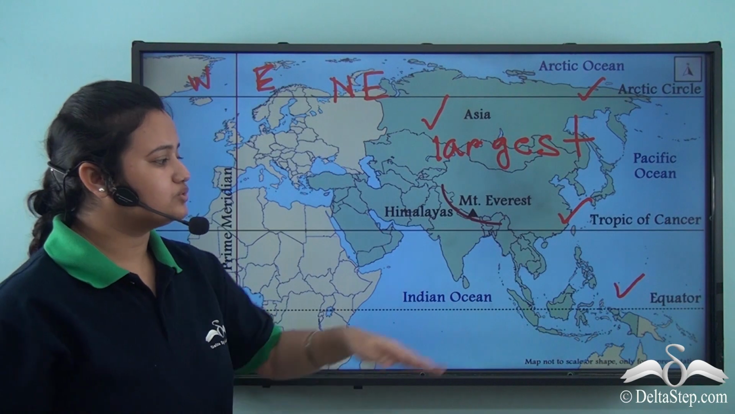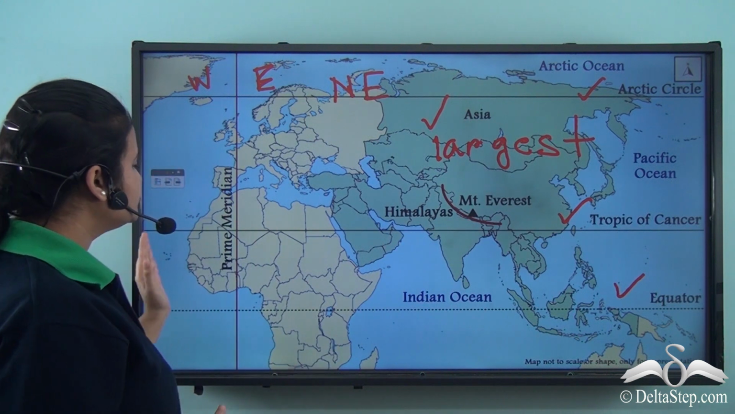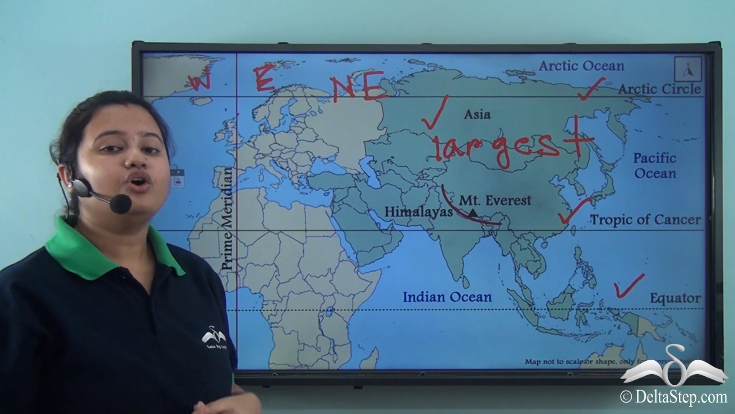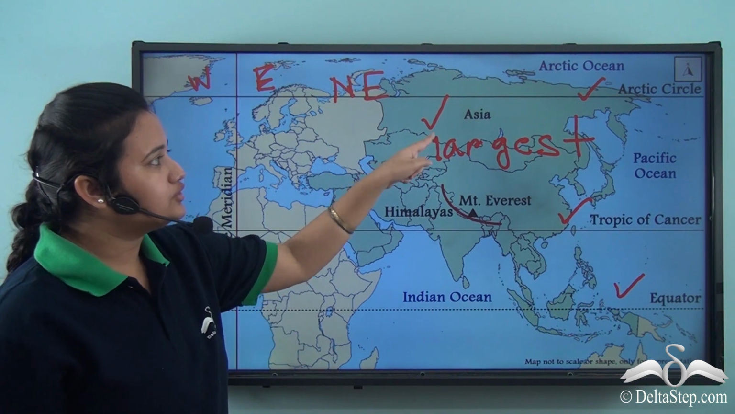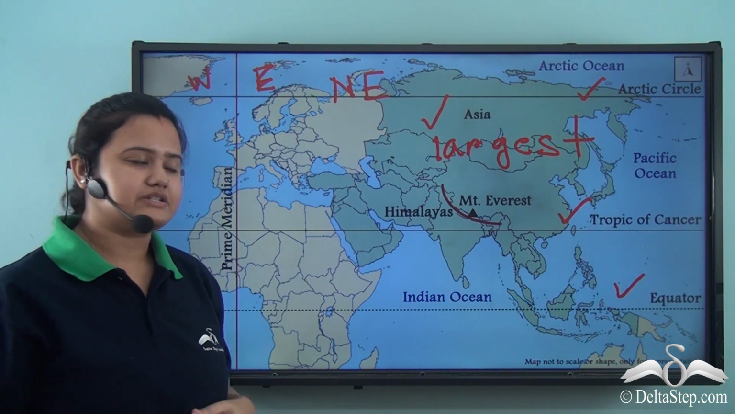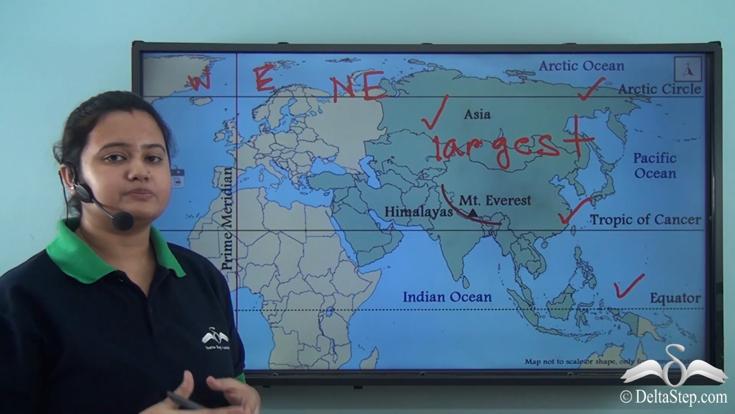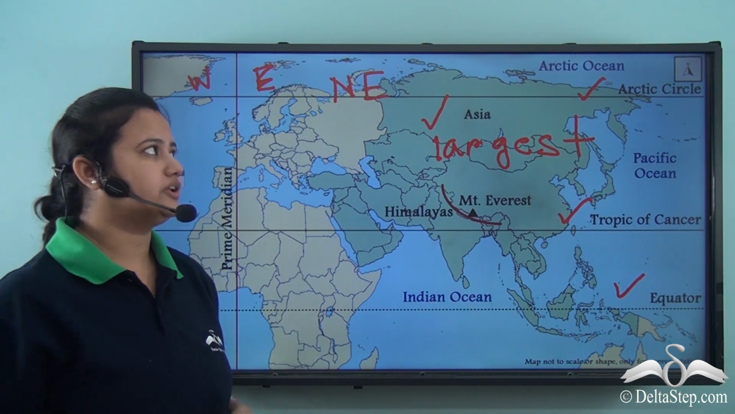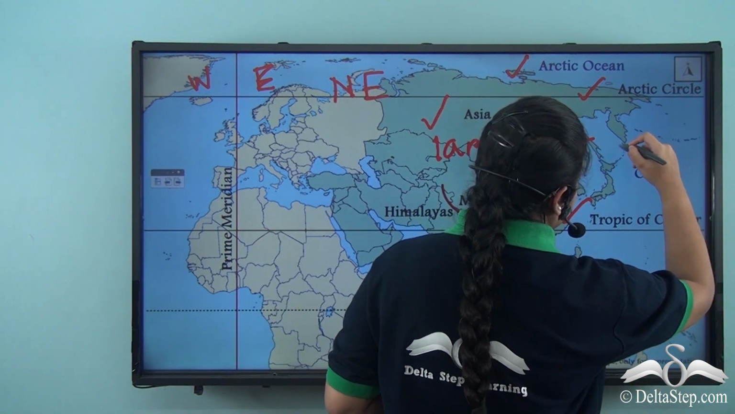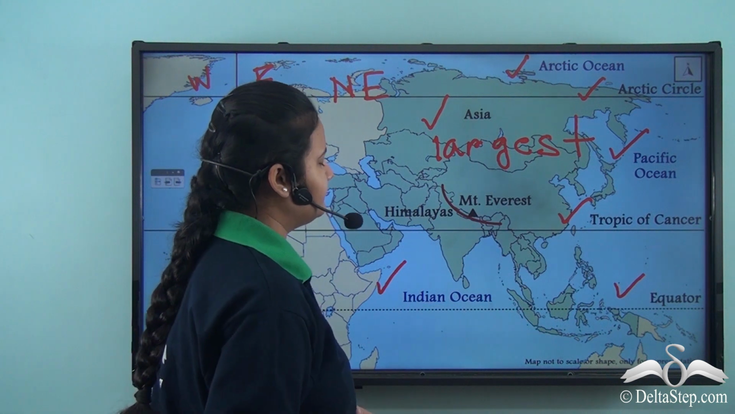That is, it lies to the north of the equator, that is in the northern hemisphere, and to the east of prime meridian, that is in the eastern hemisphere. So, we can also say that the continent of Asia lies in the northeastern part of the world. Now, as we can see here, Asia is bounded by 3 major water bodies, that is Arctic Ocean in the north, Pacific Ocean in the east and Indian Ocean in the south.